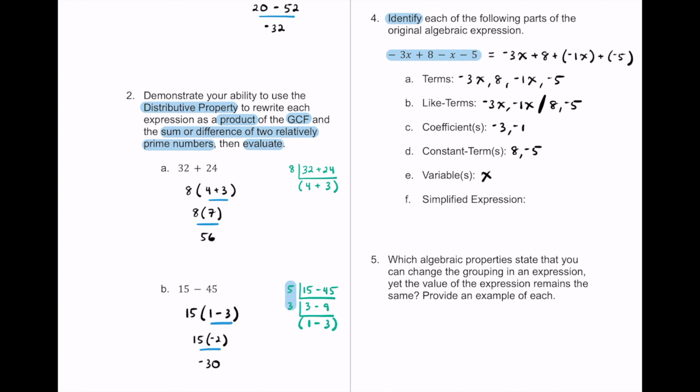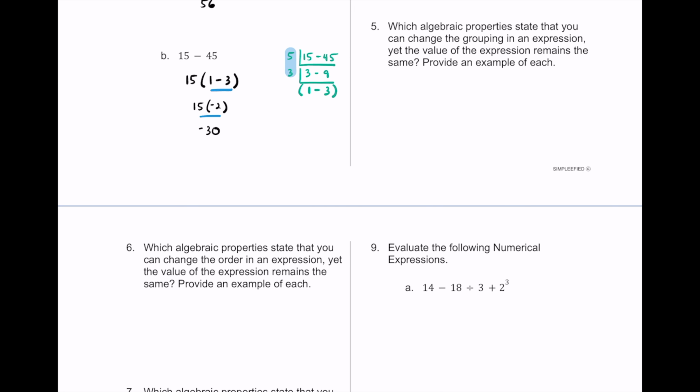For the simplified expression here, we can go ahead and combine like terms. So negative 3x plus negative 1x combined is going to be negative 4x. Then we can also combine the like terms that are constant terms. So 8 plus negative 5 is going to equal positive 3. So we're going to say negative 4x plus 3. This would be the most simplified expression.